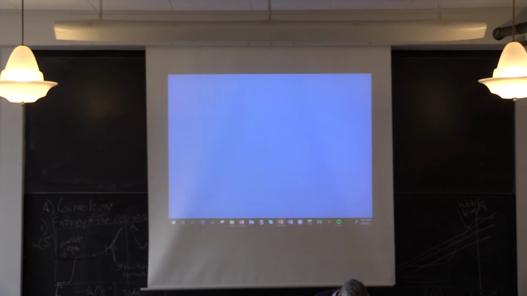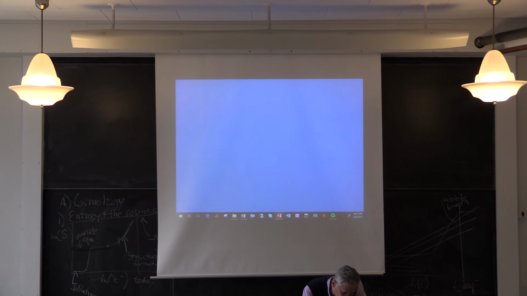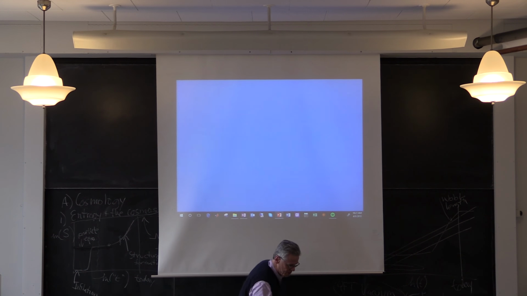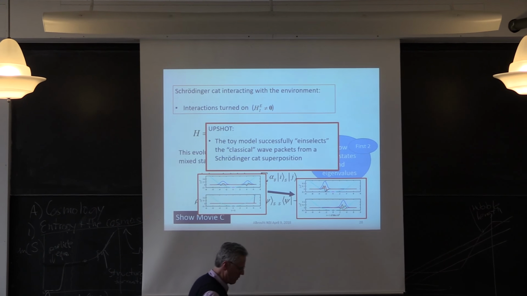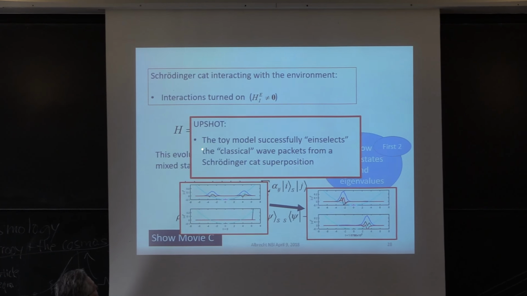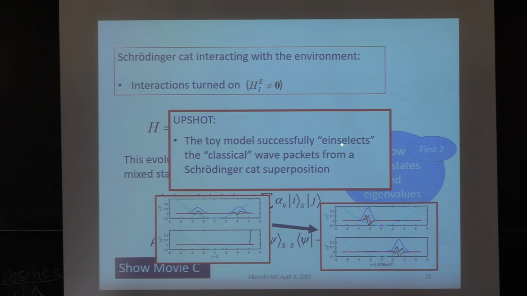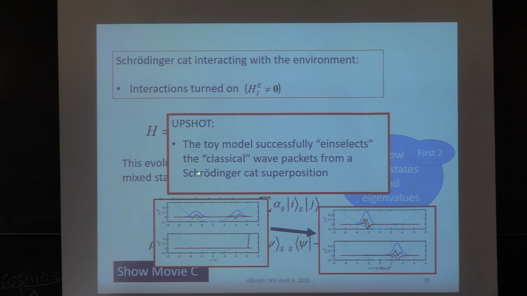So far it's just following the party line, and I've said nothing new, except got to advertise my particular toy model. And so here we have a sort of summary. The toy model successfully Einselects the class of wave packets from the Schrodinger cat superposition. So we started with the Schrodinger cat state and wound up in a mixture of two wave packet states.